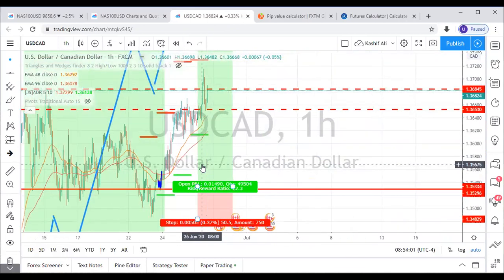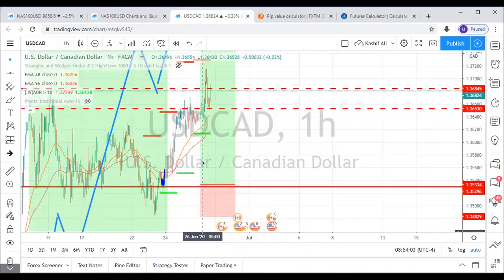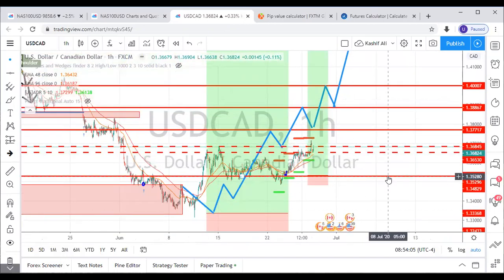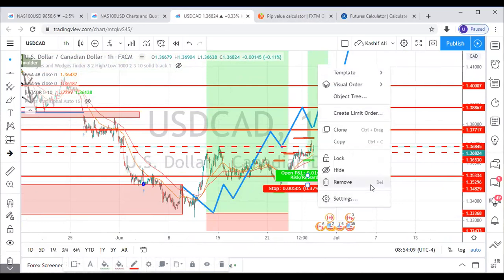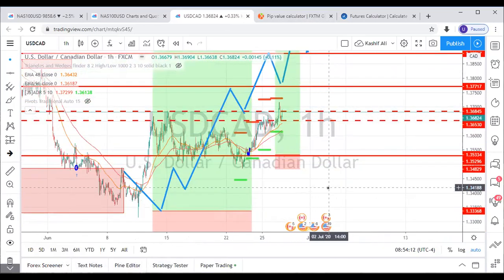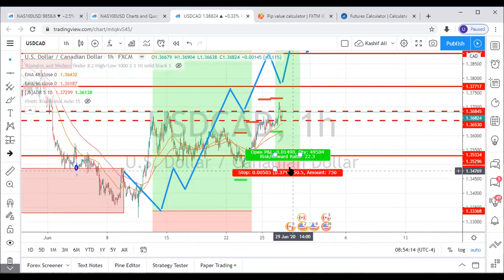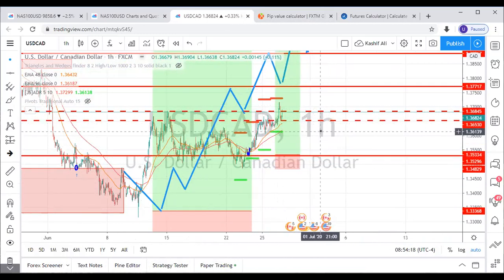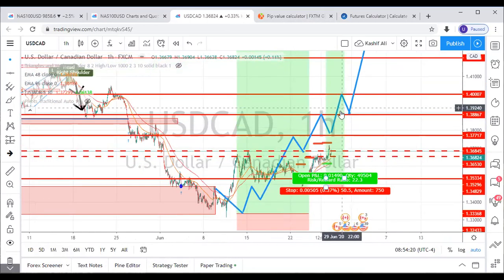Or you can put 0.20 and close one in the middle somewhere and let the rest run. That's what I do. So this is one trade you can take. If the level comes back to here, makes a W and retests it, then you can go. But otherwise it will go to this level here.